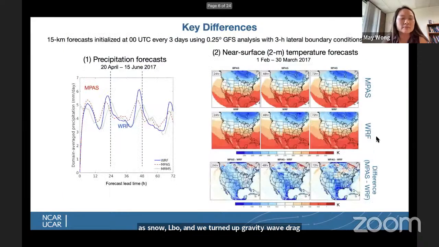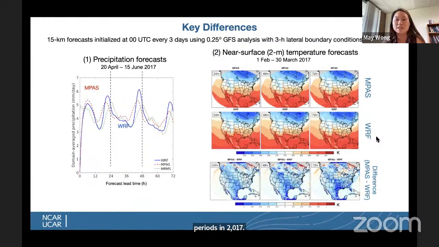So we ran basically 15-kilometer forecasts for 2 periods in 2017. These are forecasts initialized at 0 UTC every 3 days with the quarter-degree GFS analysis, forced by 3-hourly lateral boundary conditions from the GFS forecast. So we ran for 2 periods, as I said. One is in the spring period between April and June, and the other is for a winter period between February and March.